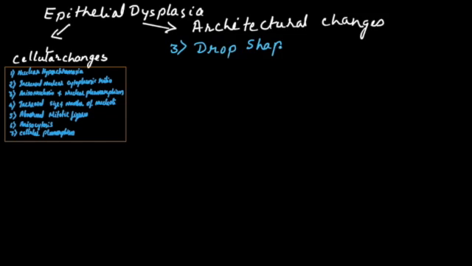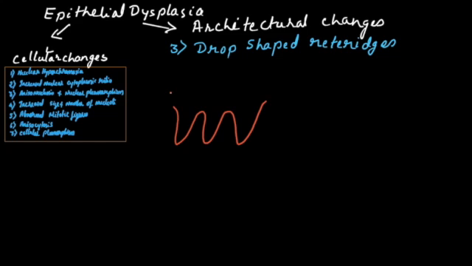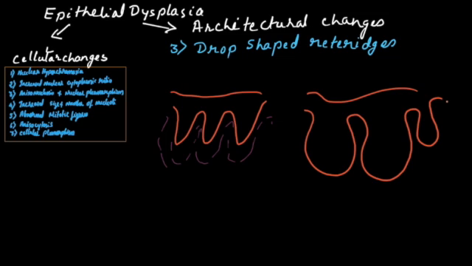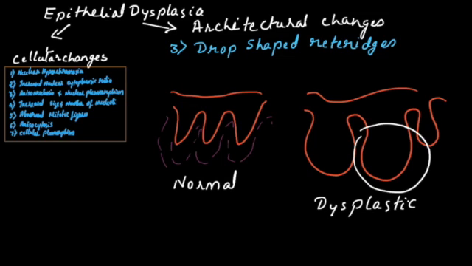The third architectural change is drop-shaped rete ridges. Here is normal epithelium with long, neatly arranged rete ridges into the connective tissue, whereas here is the dysplastic epithelium with broad drop-shaped rete ridges. This is normal and this is dysplastic epithelium. In dysplastic epithelium, we see drop-shaped rete ridges or bulbous rete ridges because of so much proliferation happening in the basal cells, in the acanthotic layer of cells.